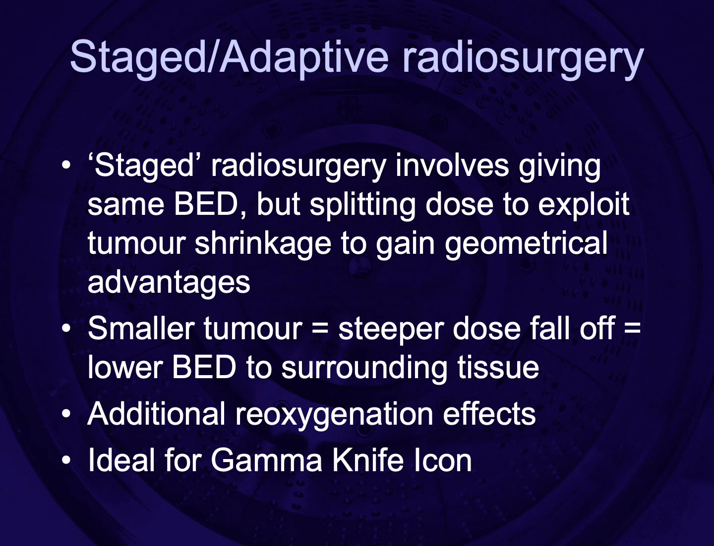So stage radiosurgery involves giving the same BED but splitting the dose to exploit tumour shrinkage to gain geometrical advantages, which you saw in the pituitary case I just showed you. But also a smaller tumour means a steeper dose fall off and lower biological effective dose to the surrounding tissues. We also get additional re-oxygenation effects due to the resolution of chronic hypoxia, and these treatments are ideal for the Gamma Knife Icon.